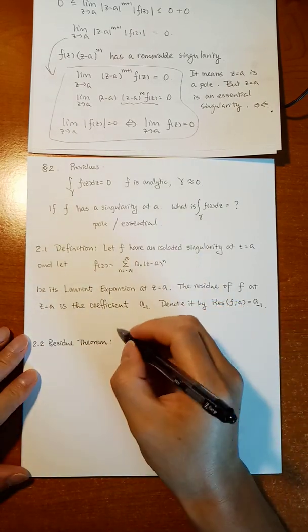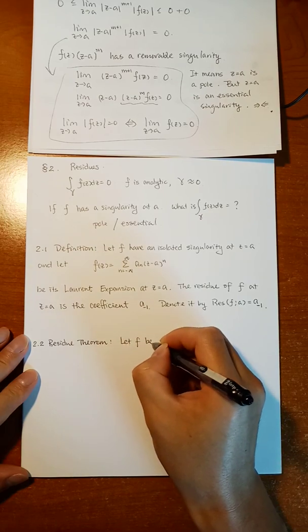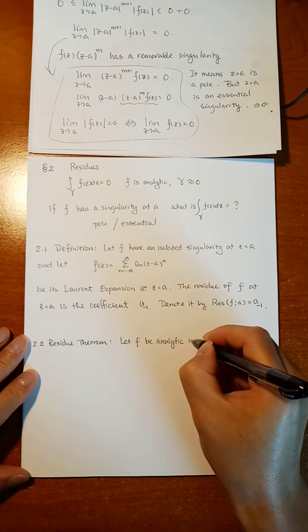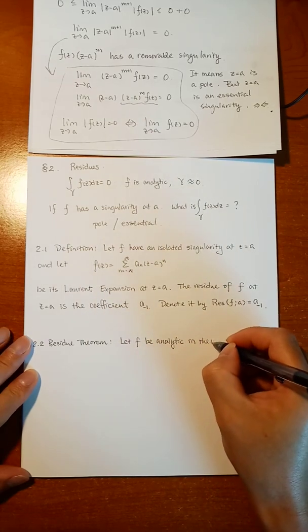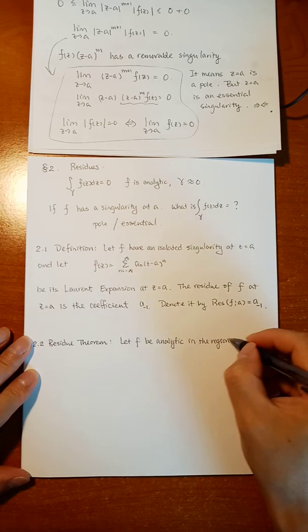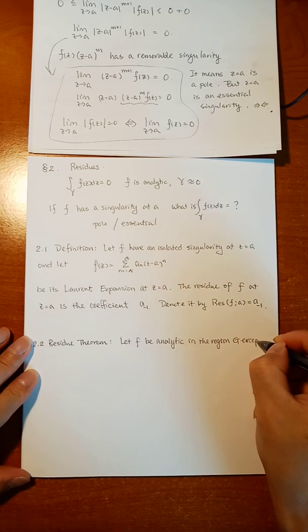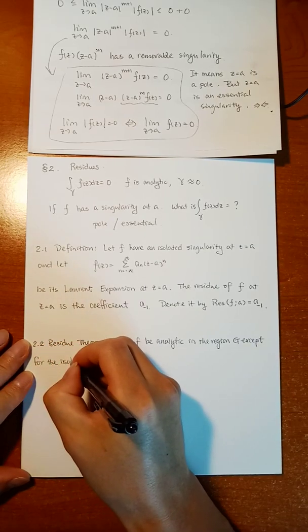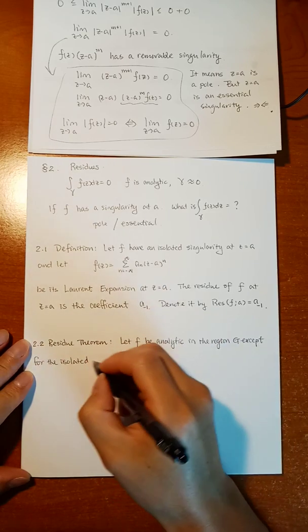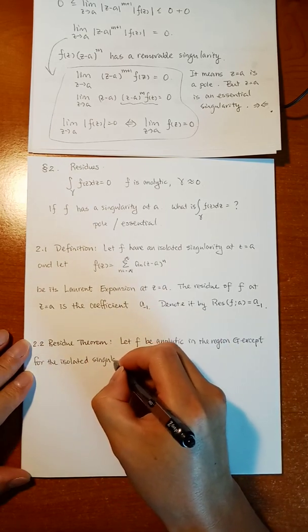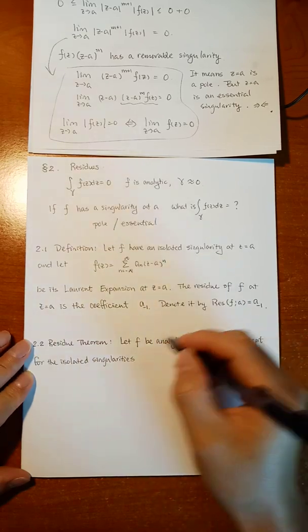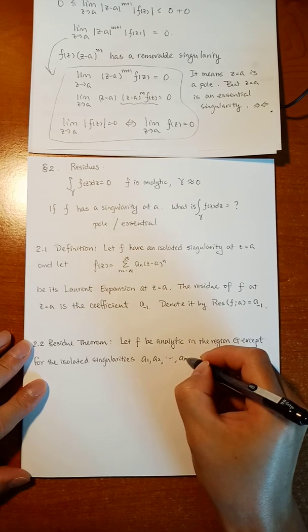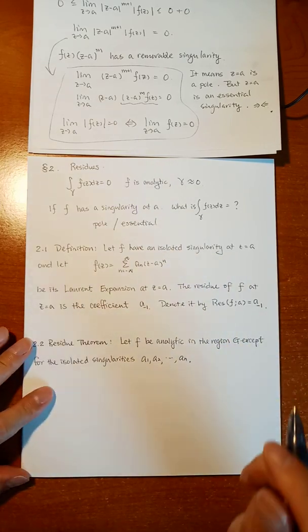The Residue theorem says: let f be analytic in the region G except for the isolated singularities a sub 1, a sub 2, up to a sub n. We only consider finitely many isolated singularities.